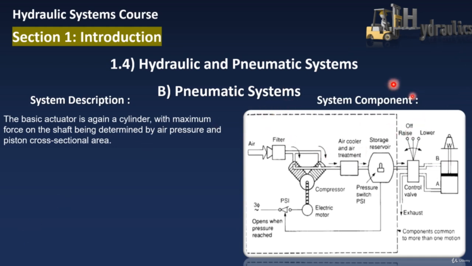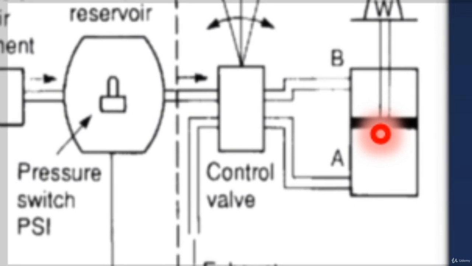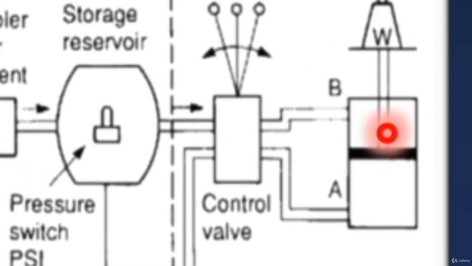So if we go for system components, we have air as a fluid, a filter to clean the air before entering a motor driven compressor, followed by an air cooler and air treatment unit, then a storage reservoir with pressure switch, and a control valve to control the movement of the piston with shaft in an enclosed cylinder. The basic actuator is again a cylinder, with the maximum force on the shaft being determined by air pressure and piston cross-sectional area.